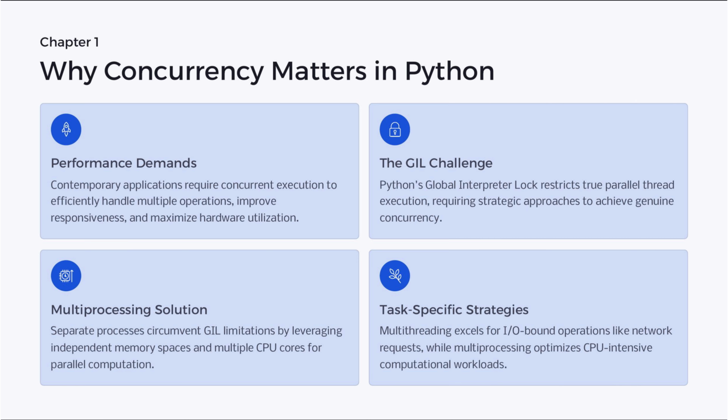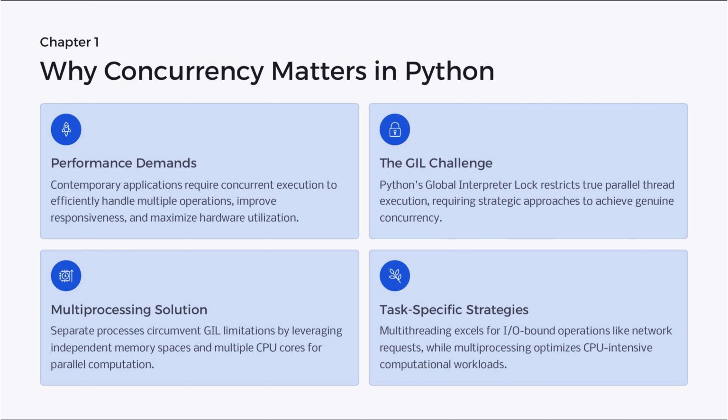The Global Interpreter Lock, GIL, limits true parallelism in multi-threading, necessitating strategic solutions. Multiprocessing bypasses the global interpreter lock by using separate processes, ideal for CPU-bound tasks, while multithreading is best for I/O-bound operations like network requests.